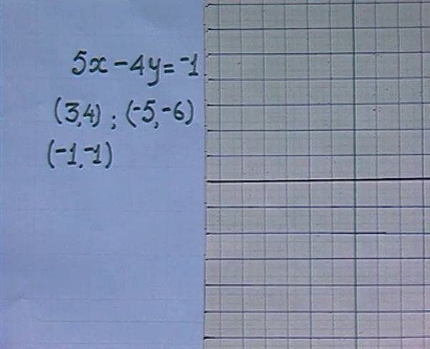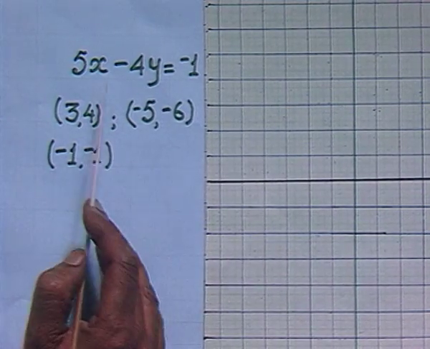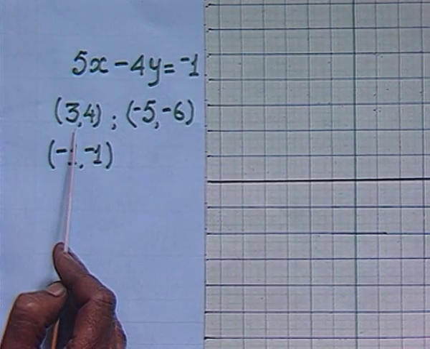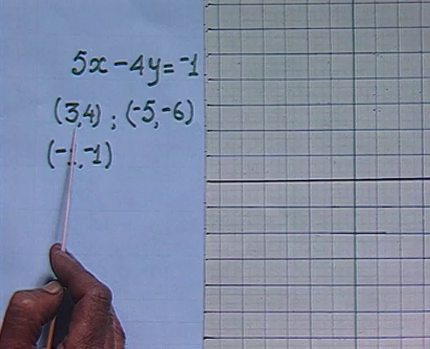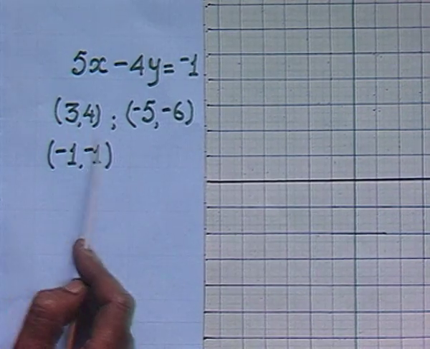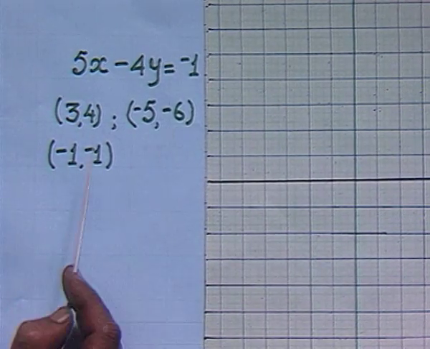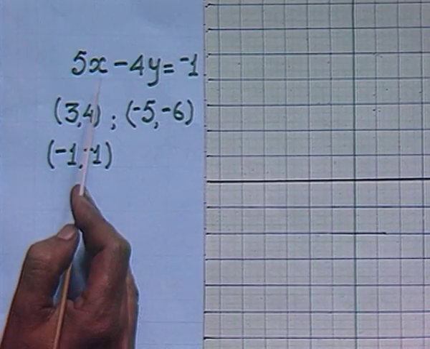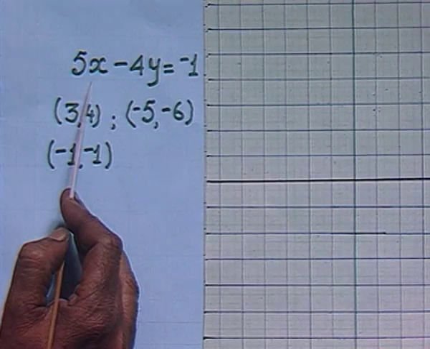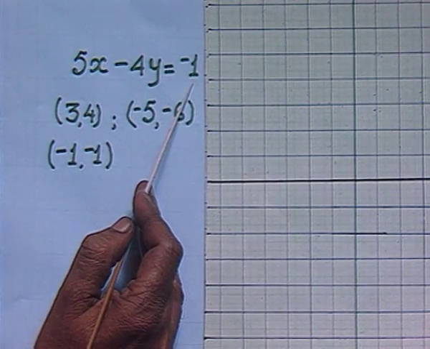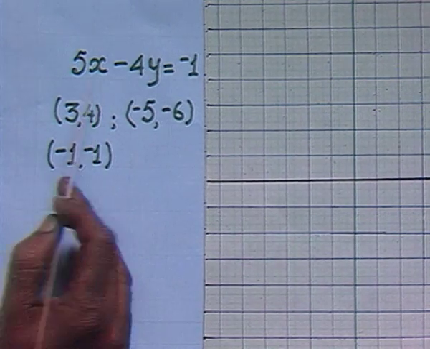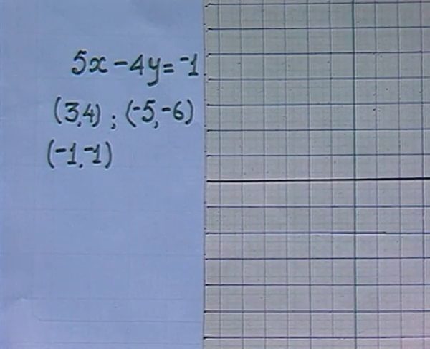So here I have 5x minus 4y equals minus 1, and the ordered pairs which are satisfying this equation are 3, 4, minus 5, minus 6, and minus 1, minus 1. And these ordered pairs which are satisfying this equation 5x minus 4y equals minus 1 are nothing else but the solutions of this equation. So let's plot these points on the graph paper.